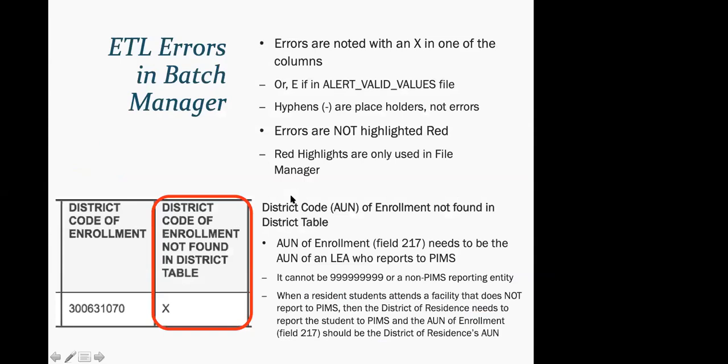The ETL errors appear in a table. It can be a little confusing because they may not use the headers you're used to. They may not be in the same sequence that you're used to. So you have to keep scrolling until you find that X. In this case, what it's telling us is that a district code of enrollment has to be a Pims entity. It can't be a private entity. So if you put an AUN in there that is not a Pims entity, then they're saying, well, we can't find that in our district list, and therefore it errors.